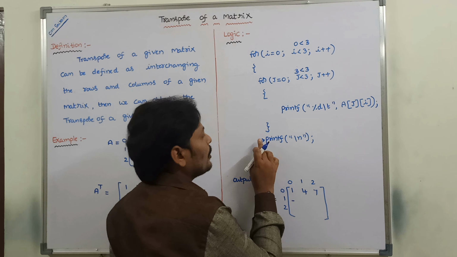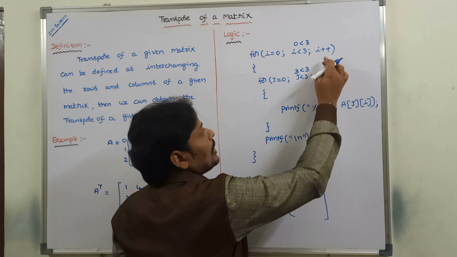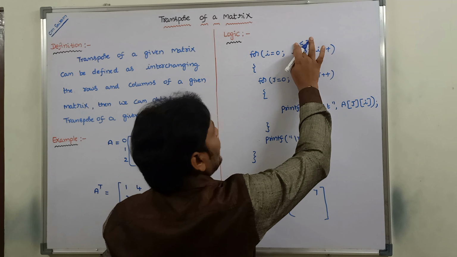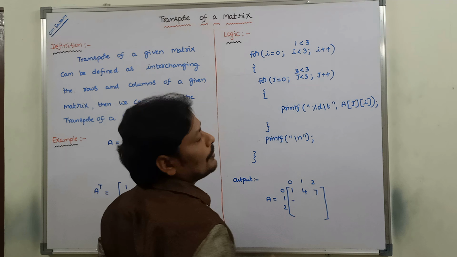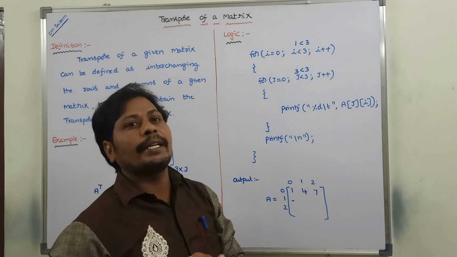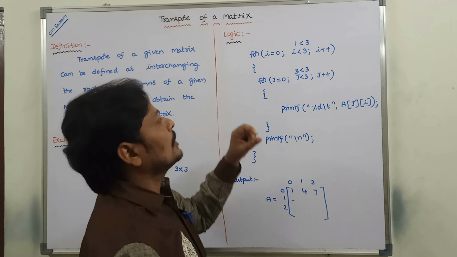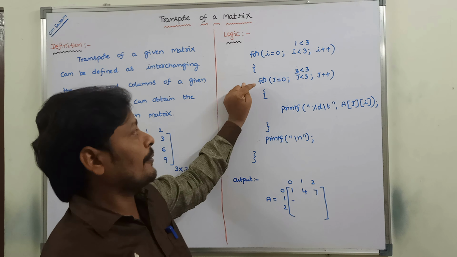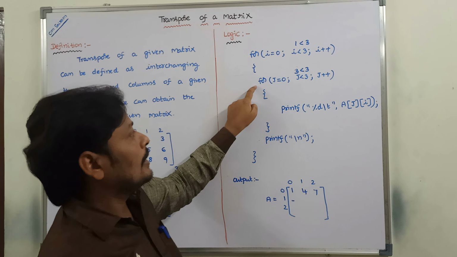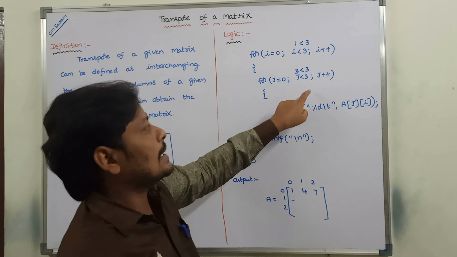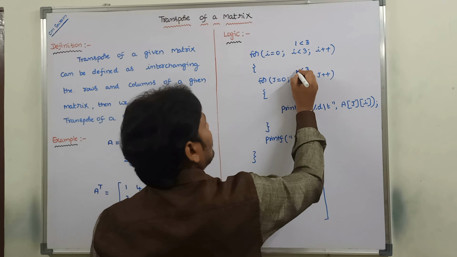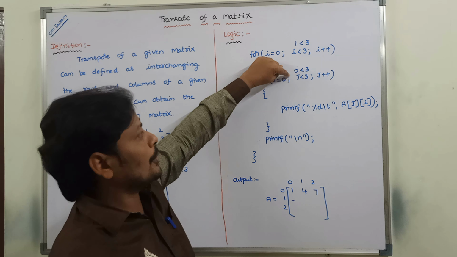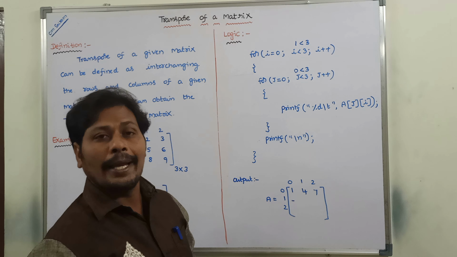Okay. After executing this statement, again control goes to the outer for loop. In the outer for loop, I plus plus. Previous I value 0, now it becomes 1. 1 less than 3. Condition true. If the condition is true, then the control goes to the body of the outer for loop. In that body of the outer for loop, inner for loop is there. For j equal to 0, j less than 3. J less than 3 means j value 0, 0 less than 3. Condition true. If the condition is true, then the control goes to the body of the inner for loop.